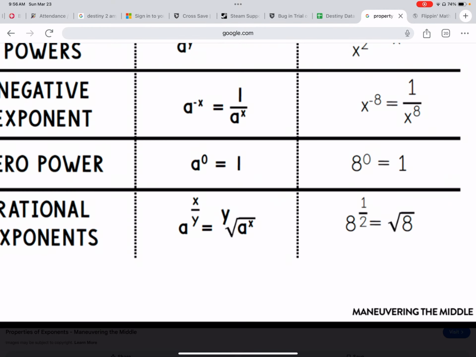And this is a to the x over y power is the yth root of a to the x power. Again, it's giving us a way to turn a root into a rational exponent.